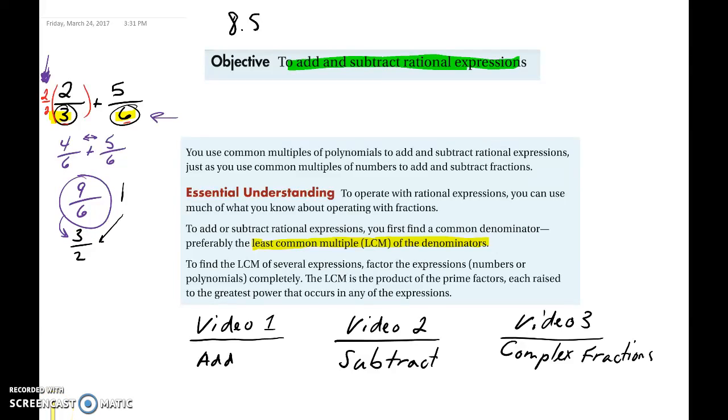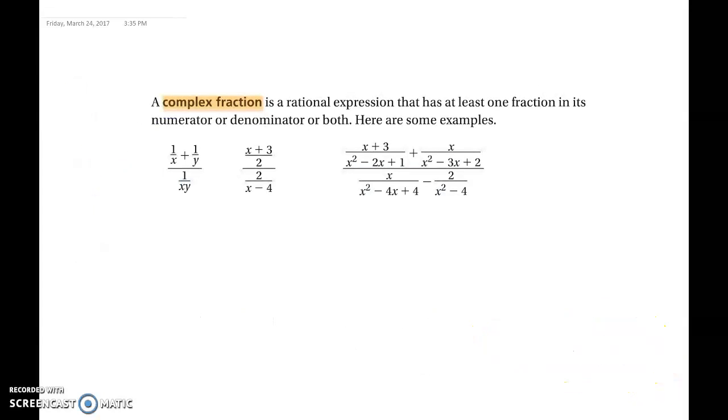Alright, so now we're going to go through our last video and the third video of this section, complex fractions. Alright, so what are complex fractions? Well, a complex fraction is a rational expression that has at least one fraction in its numerator or denominator or both. So pretty much it is a fraction within a fraction.